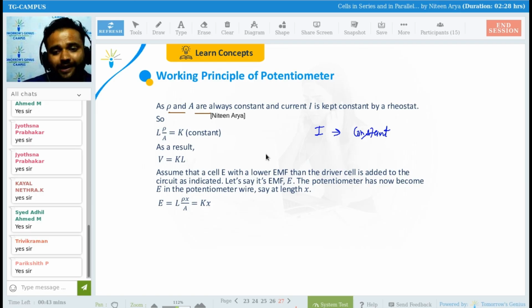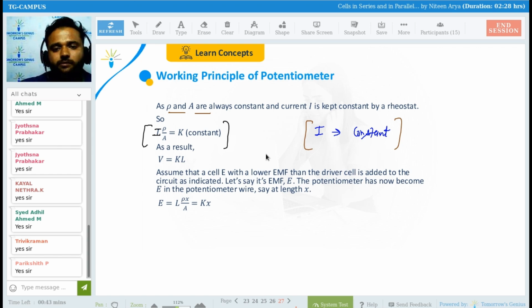rho and A are always constant, and current I is kept constant by this rheostat. So I rho by A is constant. This is I, not L. I rho by A becomes a constant, which is known as your potentiometer constant. With the help of this, we can see that this potential difference is directly proportional to K, a constant, I rho by A. Rho is your resistivity, I is current, A is area.